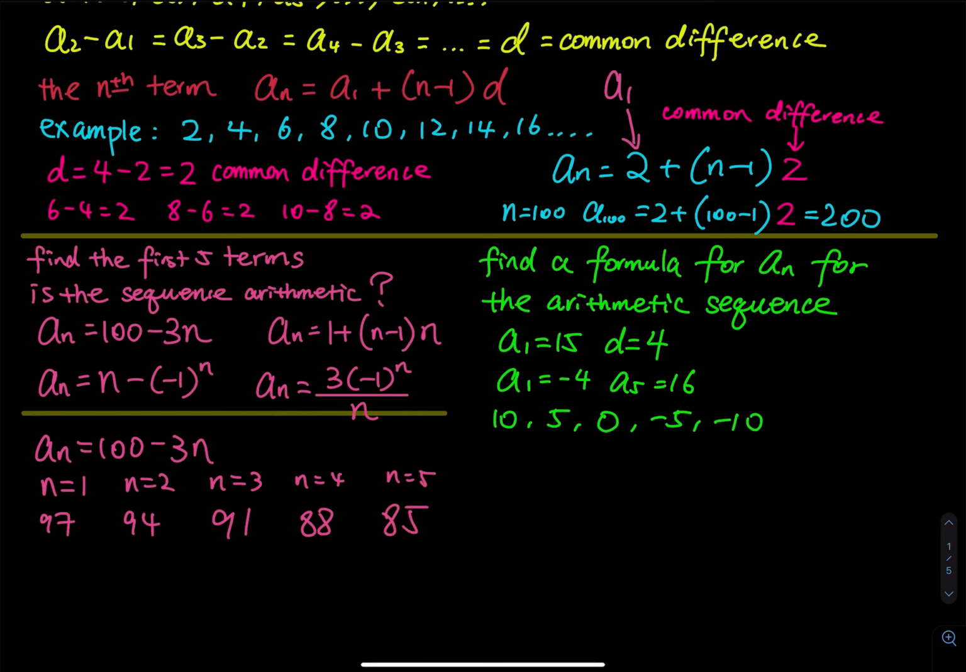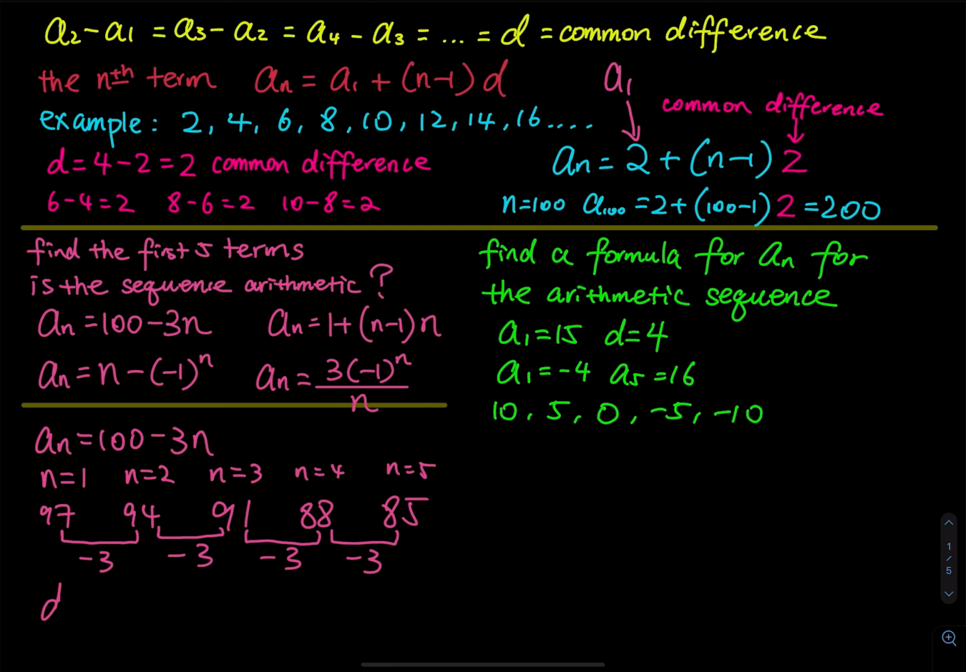Okay, what is the difference? From here to here, the difference is 94 minus 97, so negative 3, and then you subtract 3, and then you subtract 3, and then you subtract 3. Another way to read a of n is you start at 100 and then you subtract 3 as n increases by 1. So the common difference is 94 minus 97, which equals negative 3.